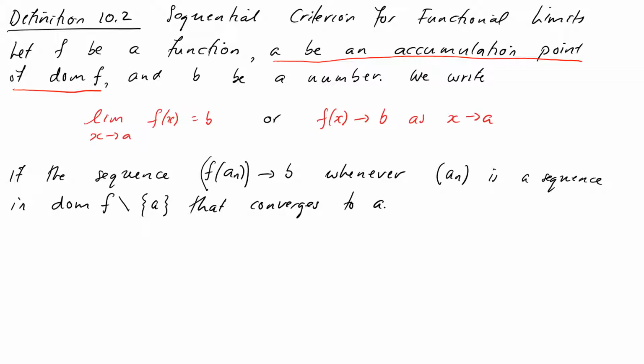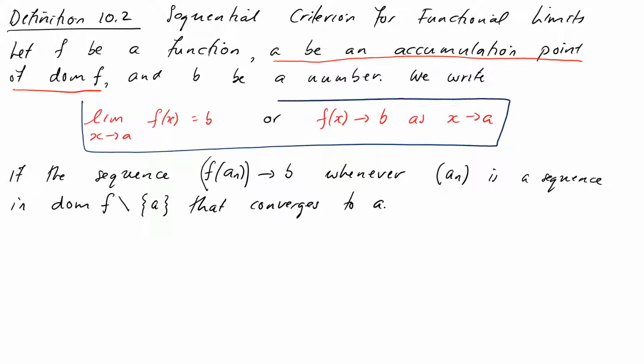So we've got a function. First thing you should always be thinking of is, what is the domain of this function? Is my limit value contained within the domain or at the end of it? And b is a number. Then we're going to define the actual limit, which is this one here. Okay, two different notations. Sometimes the second one is more convenient than the first one.